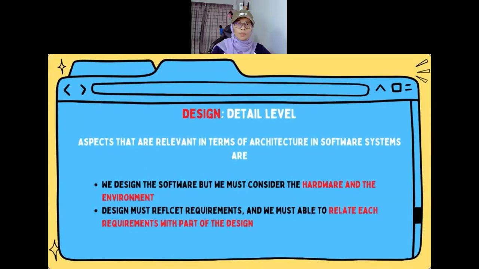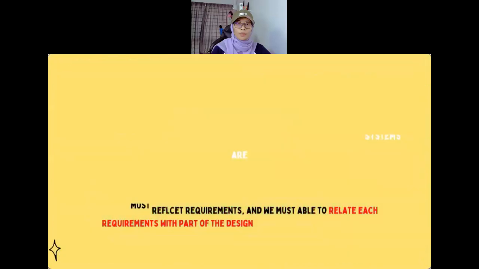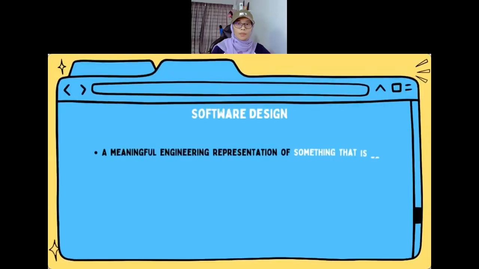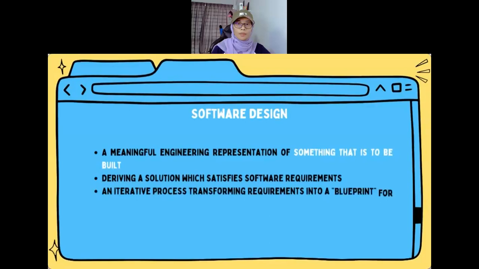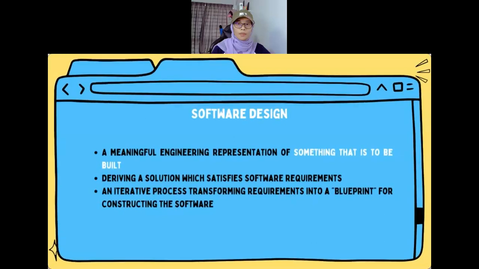Aspects that are relevant in terms of architecture in software systems: we design the software, but we must consider the hardware and the environment. Design must reflect requirements, and we must be able to relate each requirement with part of the design. Software design is a meaningful engineering representation of something that is to be built, deriving a solution which specifies software requirements. An iterative process transforming requirements into a blueprint for constructing the software.